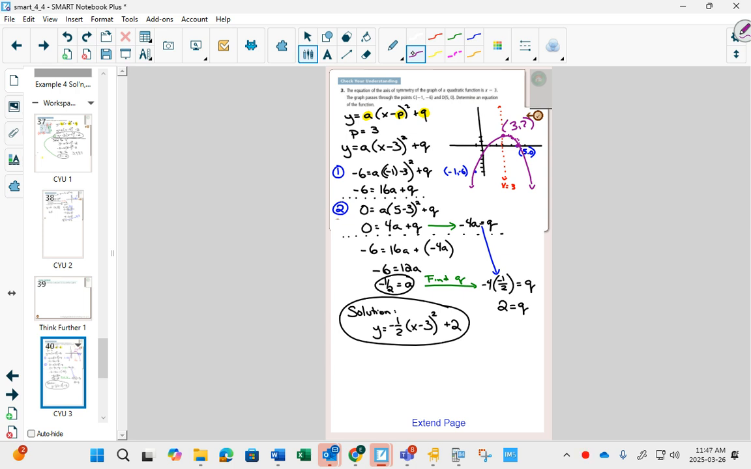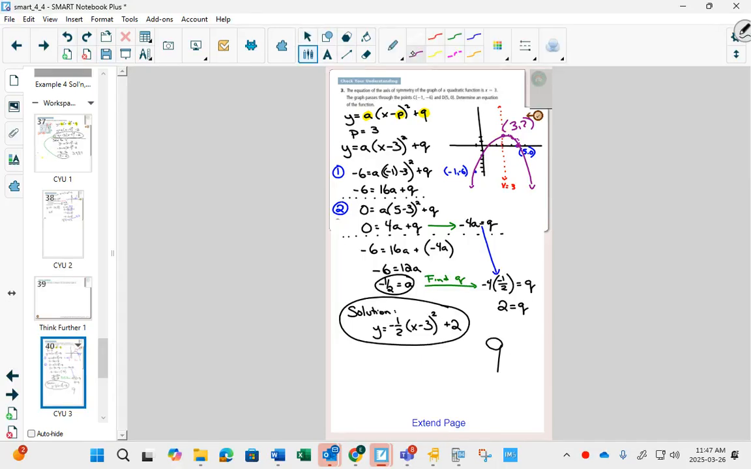So there's going to be one like this on your quiz on Friday with systems of equations. So you needed to find a, p, and q. The axis of symmetry gave us the p right away. Then, because we know the points, we can plug them in, and that would give us 2 equations. Then you can either use substitution or elimination to solve.